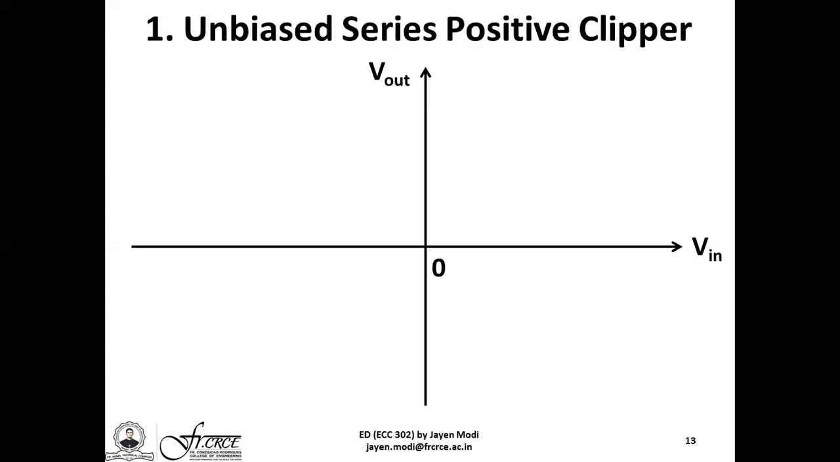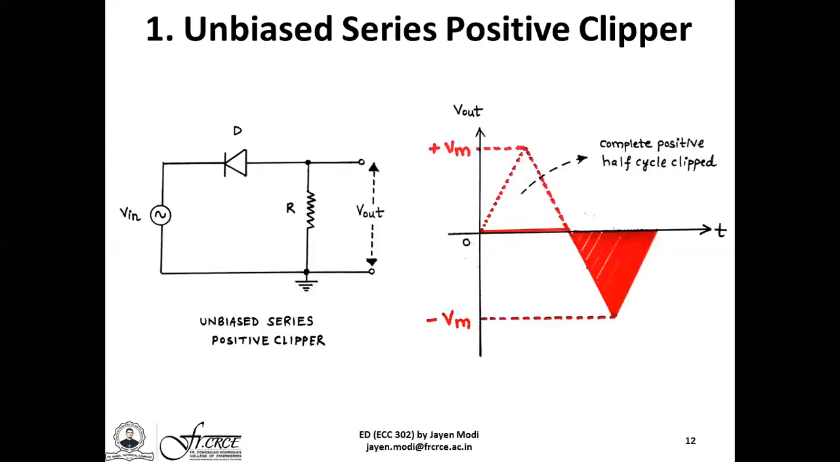So if we just go back to the previous slide, what we saw was during the entire positive half cycle, the input signal was going from 0 to plus Vm, and then from plus Vm back to 0, the output was 0. There was no output obtained at all.